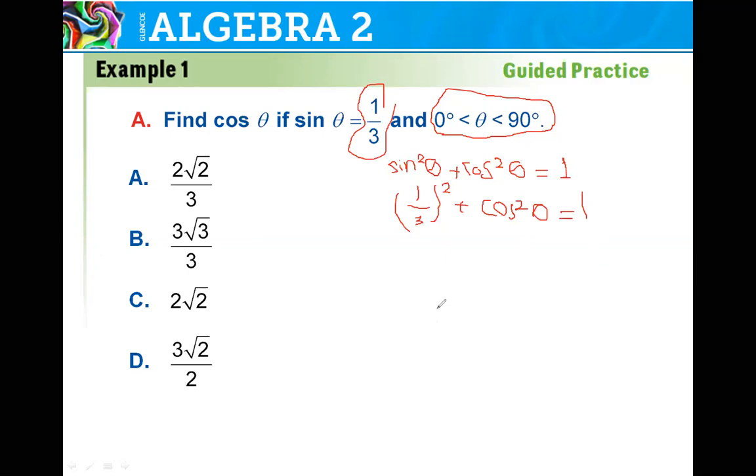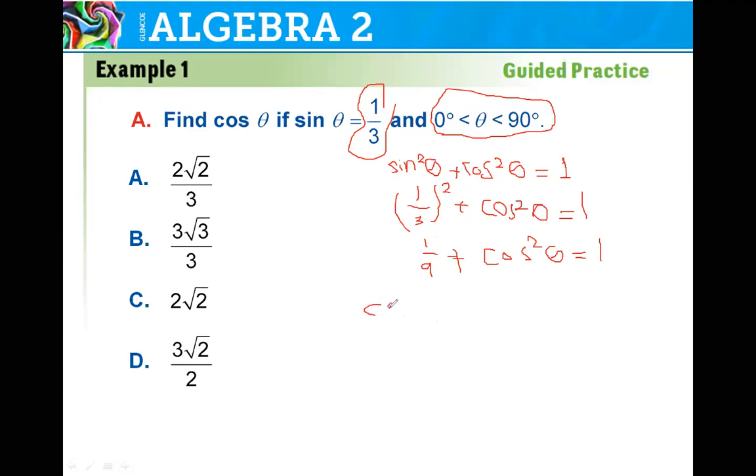It's an algebra problem now. You move 1 over 3 to the other side by the negative sign. But (1 over 3) power 2 first equals 1 over? 1 over 6. No, 3 times 3 is 9, power 2, not 3 times 2. So 1 over 9 plus cosine squared theta equals 1. Move to the other side by the opposite sign.